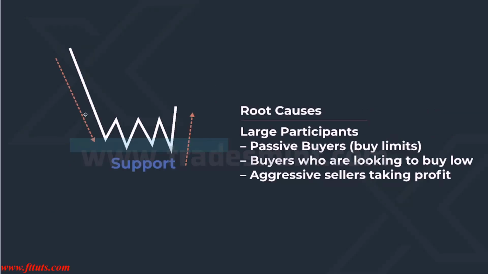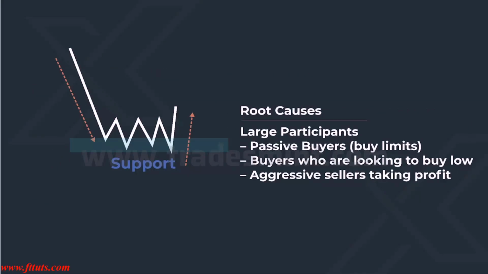Then on the support side, it's the inverse, right? So there's sell momentum, and big passive buyers are here and can absorb that sell momentum, right? Buyers who are looking to buy low, maybe price comes to a certain point and the buyers start coming into the market, right? Aggressive sellers taking profit as well. So these aggressive sellers may be taking profit, right? So resistance and support, right?